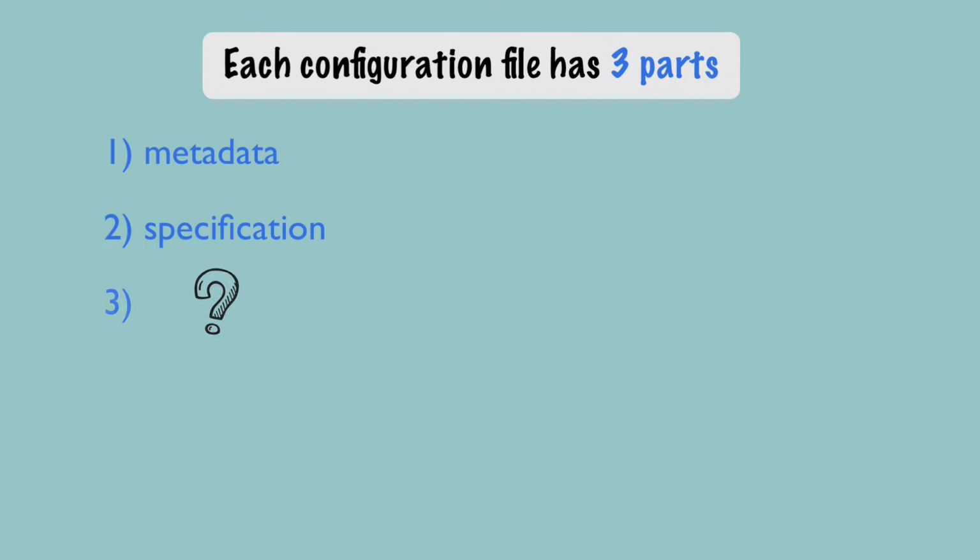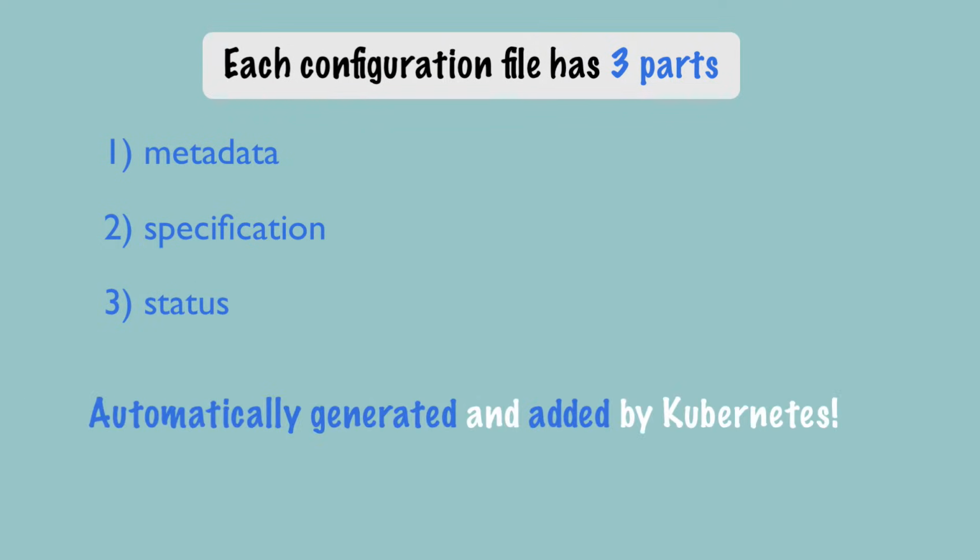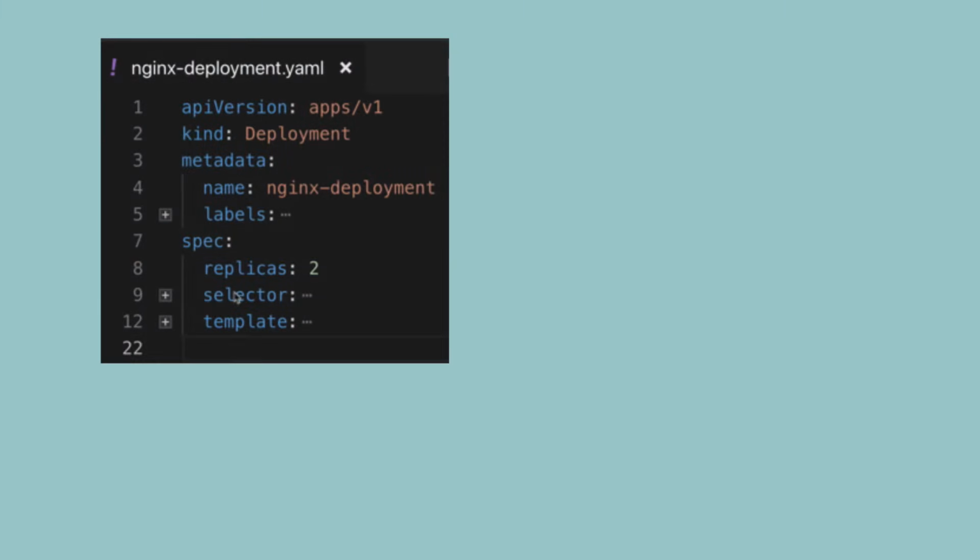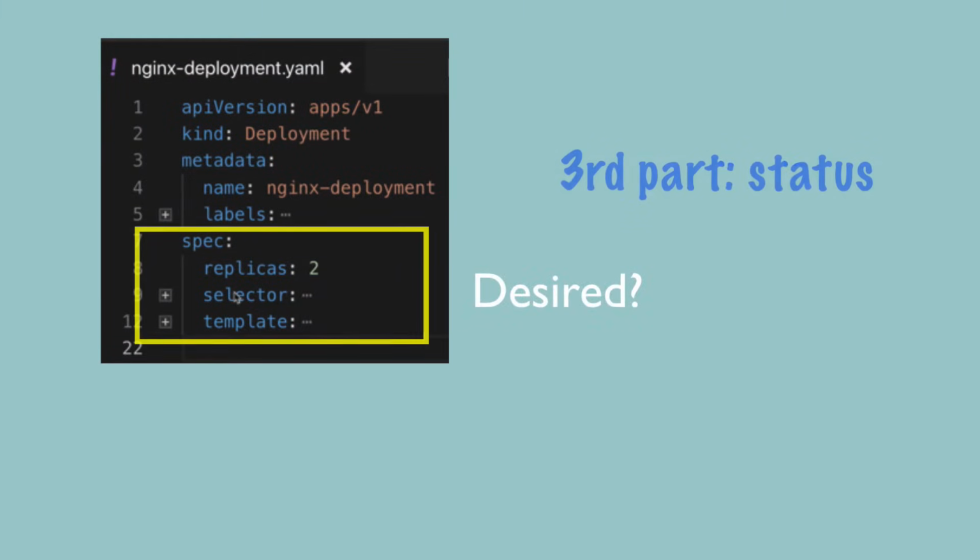So the third part will be a status, but it's going to be automatically generated and added by Kubernetes. So the way it works is that Kubernetes will always compare what is the desired state and what is the actual state or the status of that component. And if the status and desired state do not match, then Kubernetes knows there's something to be fixed there, so it's going to try to fix it. And this is the basis of the self-healing feature that Kubernetes provides.